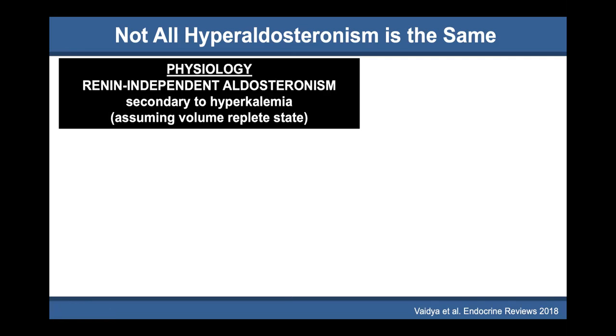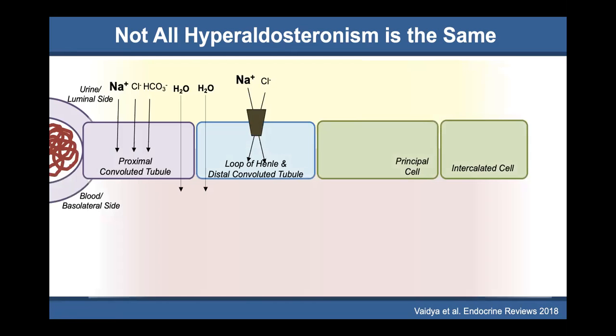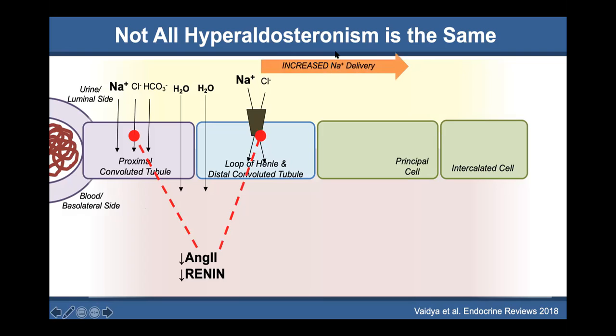Another form of hyperaldosteronism is also physiologic. This is a renin-independent aldosterone production triggered by extracellular hyperkalemia. And let's just assume, as I describe this, that we're volume replete. If we're volume replete, the juxtaglomerular cells are not secreting much renin and not much angiotensin II is being generated, which means there's a diminished absorption of sodium in the proximal tubule, and that means more sodium will be delivered to the distal tubule. Extracellular hyperkalemia is an independent trigger for aldosterone secretion from the zona glomerulosa cell.